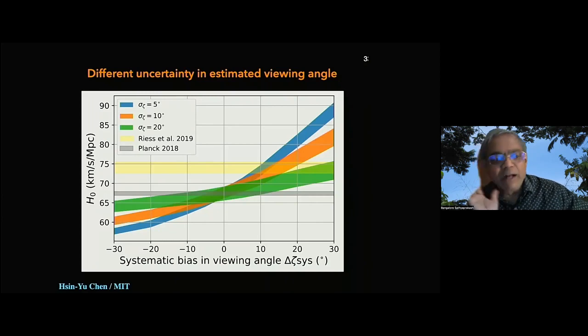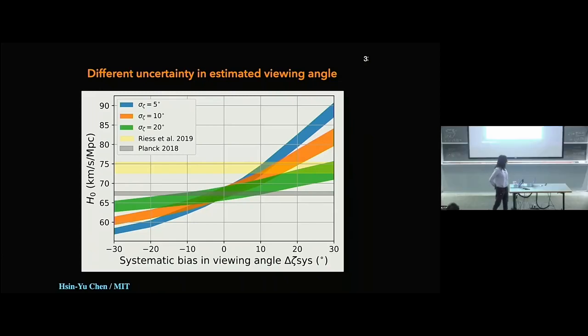However, I'm generally asking, this problem will continue to exist for cosmography, where we want to measure not just the Hubble parameter, but also dark energy, equation of state, and so on. If you don't know what the gamma ray opening angle model is, this bias will continue to exist. Yeah, exactly. So I'm worried about that as well. It's exactly the same problem.